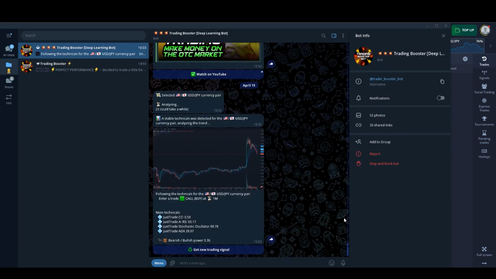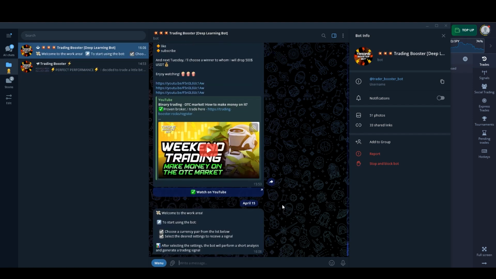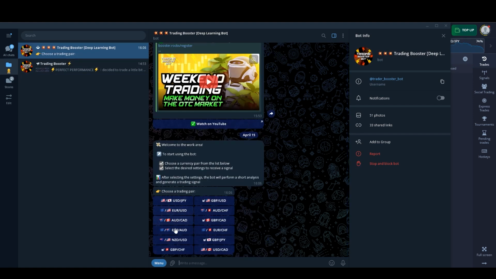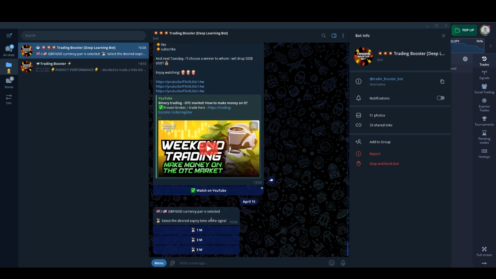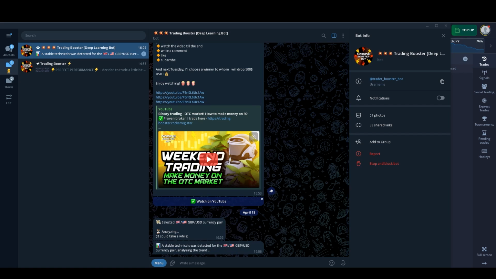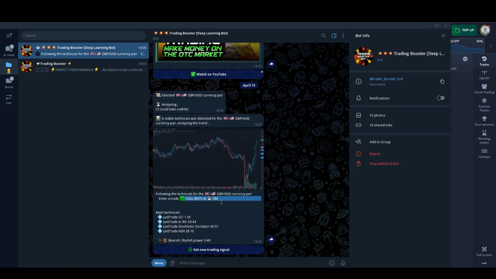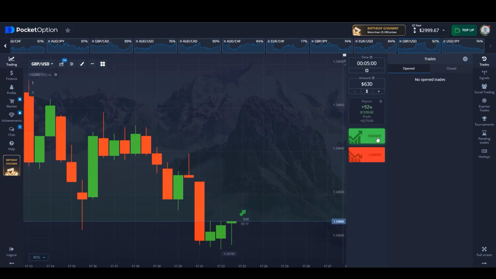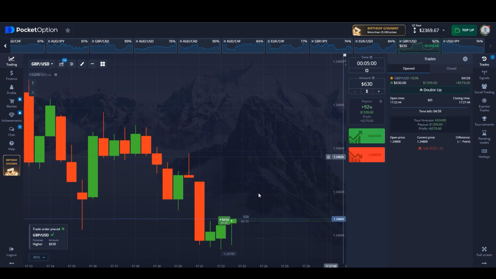I go into the bot, click on get a new signal and I select British pound dollar. Expiry time 5 minutes, exactly the same time as on the broker. I get a buy signal for 5 minutes, and I open my buy right there.